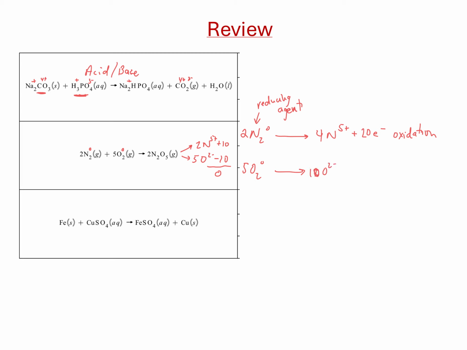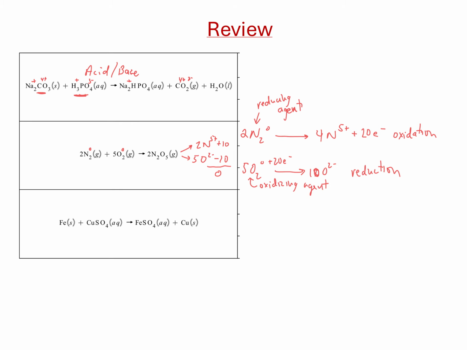So how do I go from oxygen 0 to oxygen that's 2-, right? We had to add in those 20 electrons. So that's our reduction half reaction. Because that's our reduction half reaction, oxygen is our oxidizing agent in this reaction.